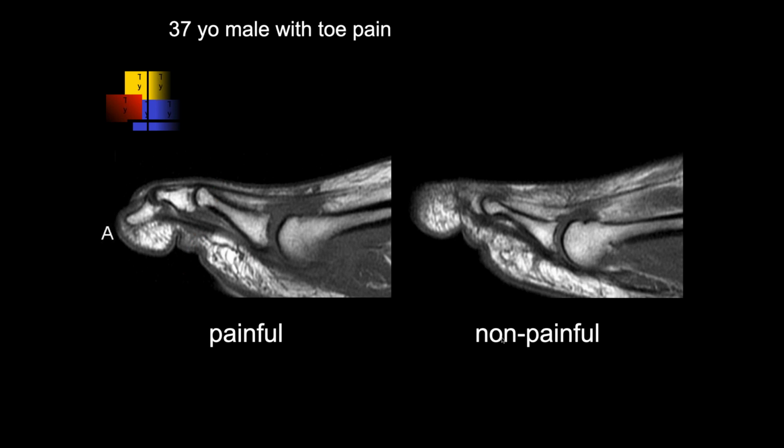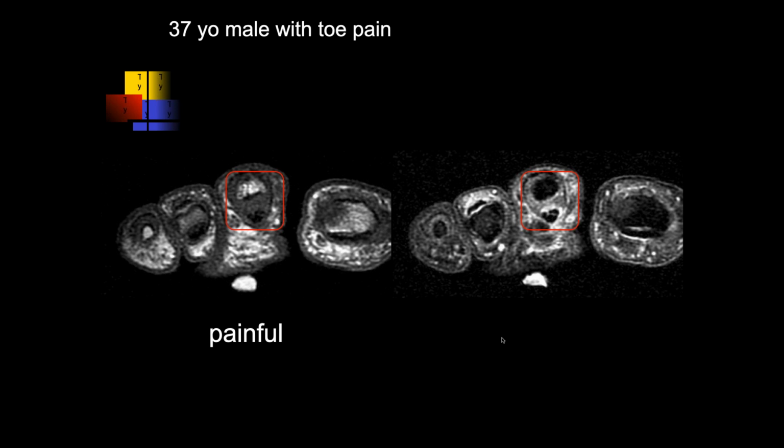We have a 37-year-old male with toe pain, and we're comparing the painful side to the non-painful side. I can't tell if these are T1 images. There's definitely an effusion that's asymmetric on this side, and then I see that flexor tendon is displaced from the distal aspect of the proximal phalanx. And here we can see again there's some fluid signal intensity and displacement. So this looks like a plantar plate injury.